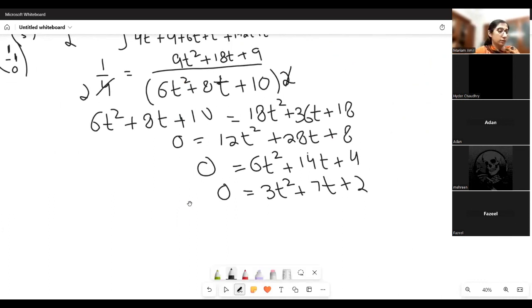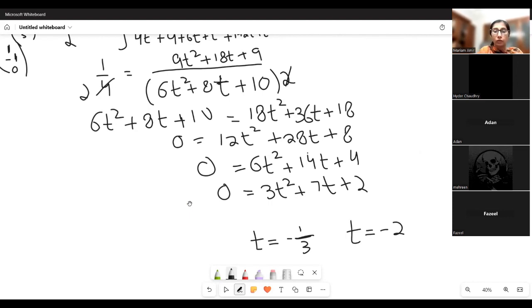Let's see if this can be factorized. 3, 7, and 2. Yes, it can be factorized. I'm going to do it in a reverse way. So my calculator is telling me these are the two answers. Let me double check. 3, 7, and 2.